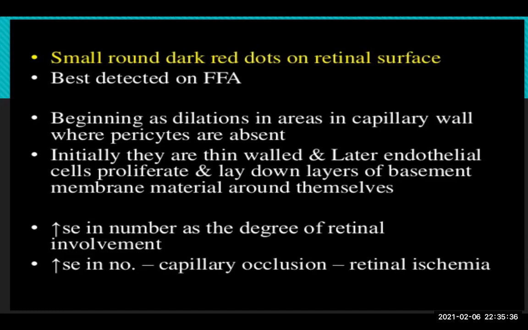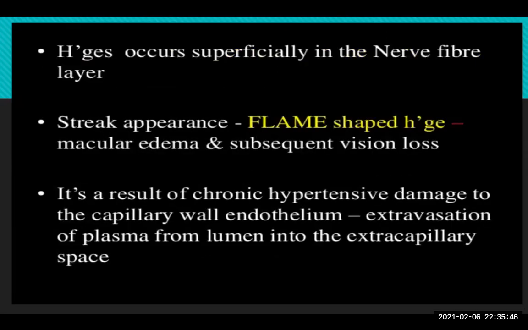This finally leads to the microaneurysms and the dot hemorrhages, and after that the intraretinal hemorrhages. The hemorrhages occur superficially in the nerve fiber layer, so they take the pattern of the nerve fiber layer. They are called flame-shaped hemorrhages because it's a streak appearance following the arrangement of the nerve fiber layer, like a flame. This may finally lead to macular edema and subsequent vision loss.